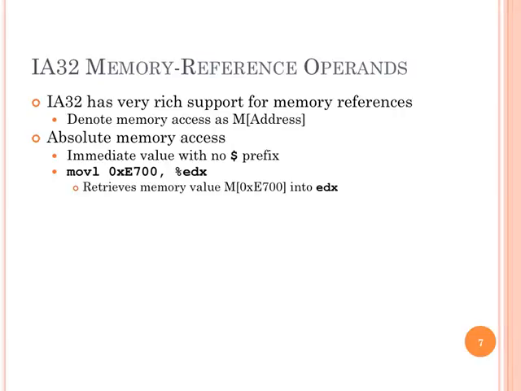So absolute memory access: just put a number without a $ sign in the front, and it will treat it as an address. And you'll load that value into a particular register, or you can write from a register into a value. I'm just having these as examples.